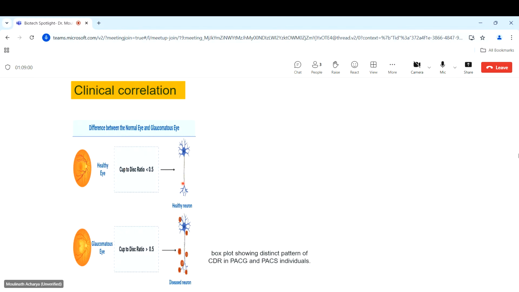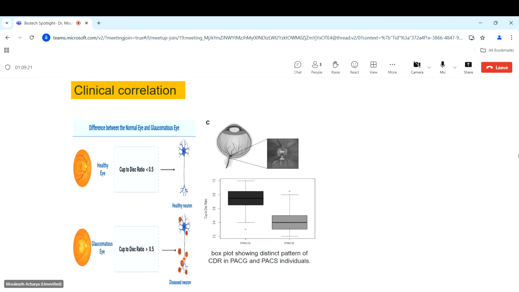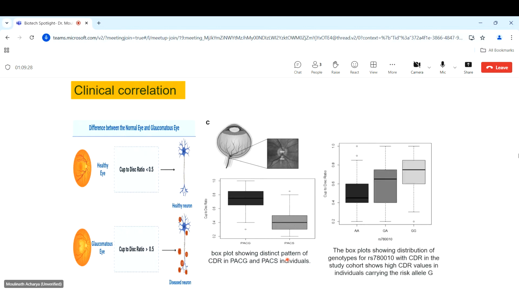So when we looked at the clinical correlation, I have already spoken about the cup to disc ratio, and you can see the cup to disc ratio in a more detailed manner. A cup to disc ratio less than 0.5 is a healthy neuron, and if it is more than 0.5, then this is kind of a diseased neuron, we would say, and retinal nerve fiber thinning is happening. If you look closely, this is the data that I have already shown between PSEG and PSES. But what about our sentinel SNP? The sentinel SNP does show a significant association with cup to disc ratio as well.